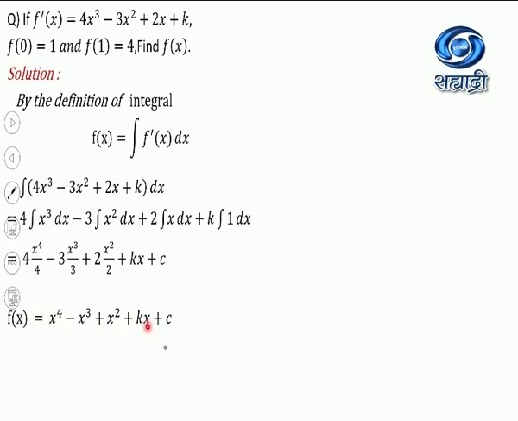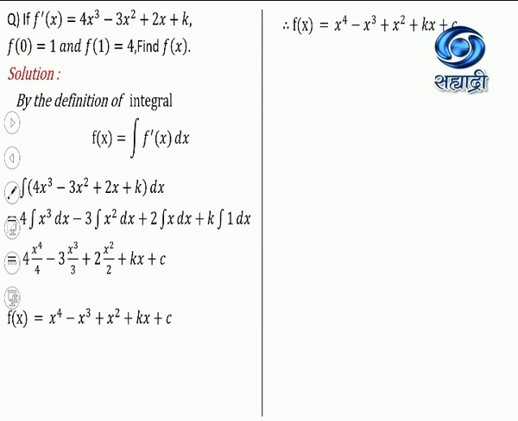So students, we don't end over here. Now note that f of 0 equal to 1 and f of 1 is equal to 4 is given. So we are going to use that and find the values of k and c. Let us see how to do that. f of x is already obtained in this way in terms of k and c.